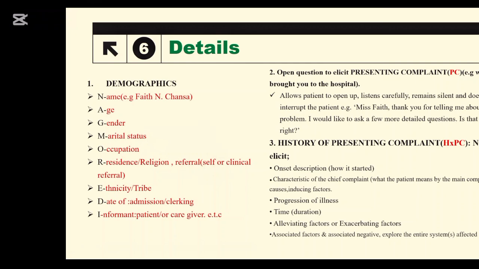Okay, and then date of admission is very important. You want to know when the patient was admitted, and whether something was done to them or not. And the date of clerking: when did you clerk the patient? Then the last thing is the informant. You want to identify the person that gave you the information. Was it the patient themselves or the bedsider? So you have to indicate that also in the demographics.